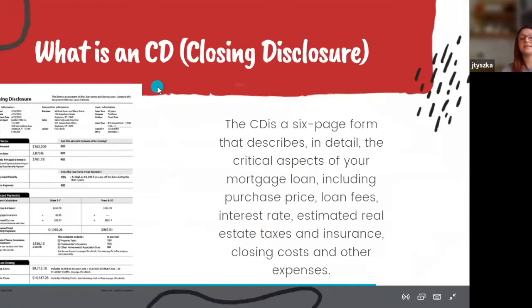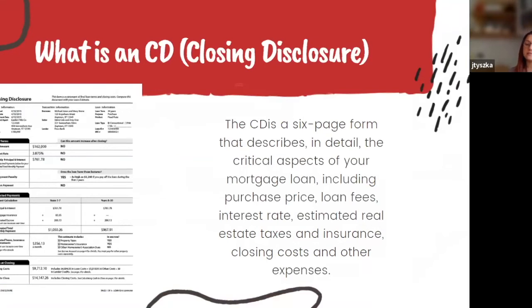Okay, so what is a CD? A CD is a 6-page form that describes in detail the critical aspects of your mortgage loan. The CD is more towards the buyers. It is going to break down their loan in greater detail, showing different aspects of the loan, such as interest rates. It's going to show loan fees, interest rates, estimated taxes, insurance, closing costs, and other expenses.